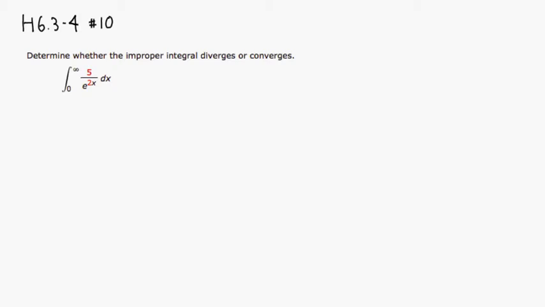Alright, so the first thing we should remember is if you want to find the antiderivative of e to the, say, ax plus b, then the antiderivative is always the same exponential function but divided by the derivative of the power, in this case a. Alright, so let's use that here.